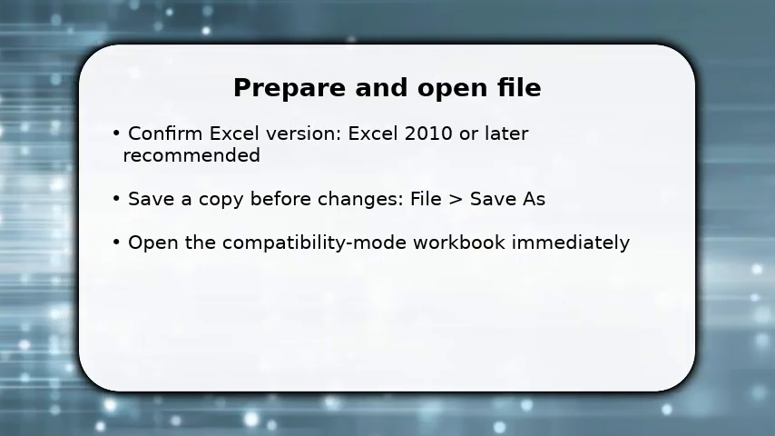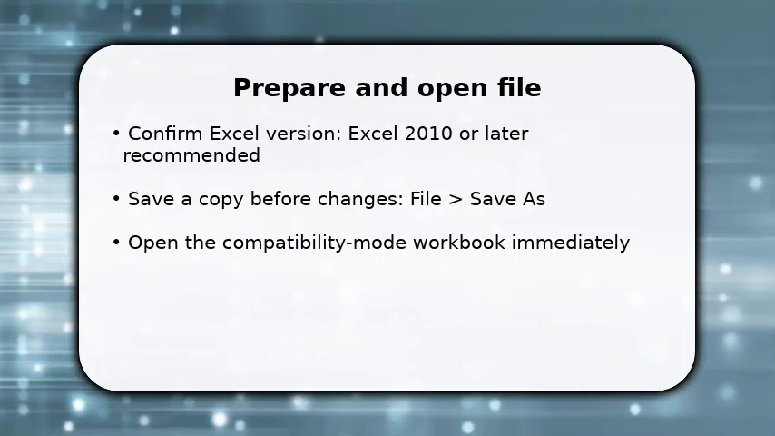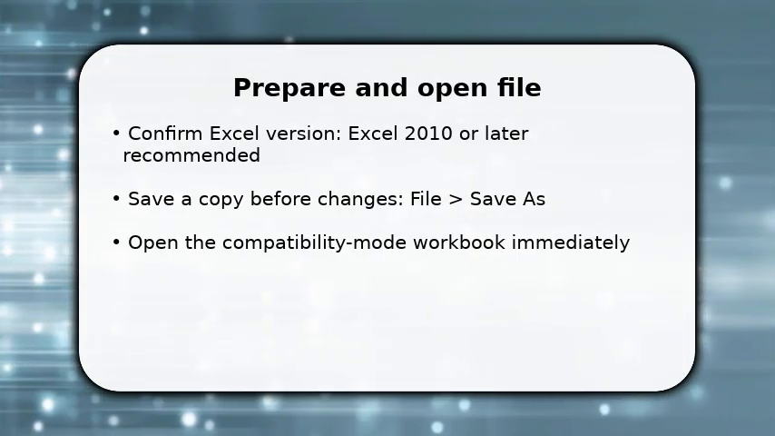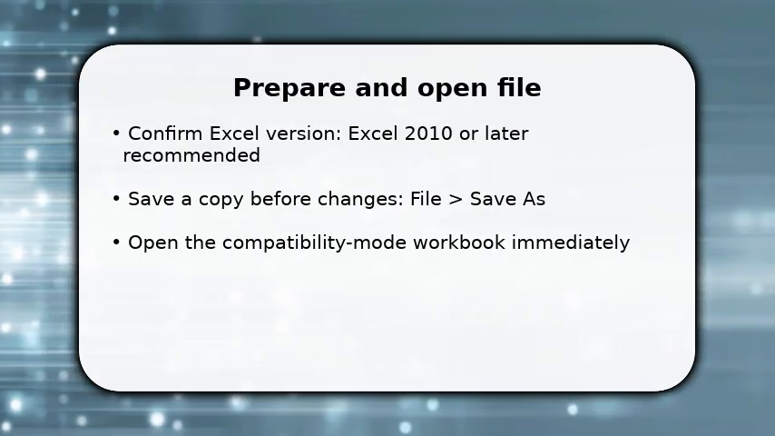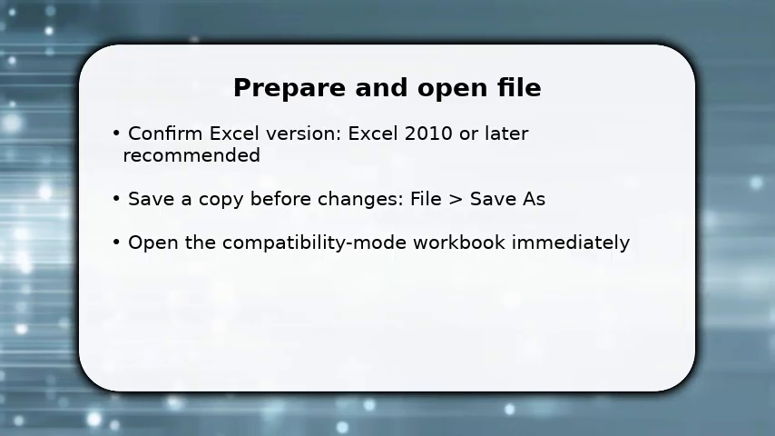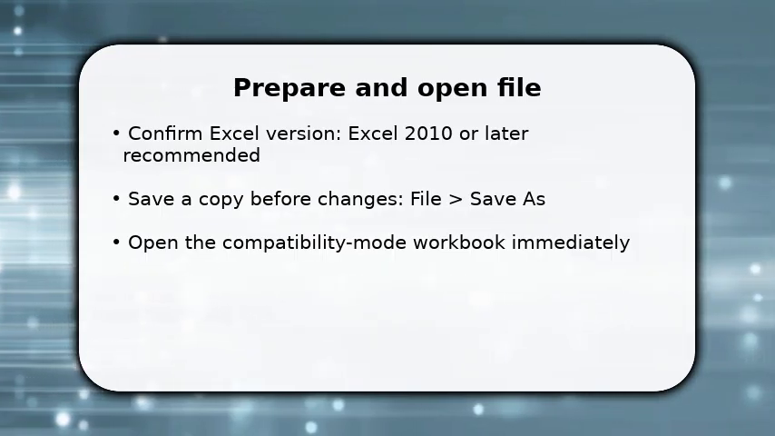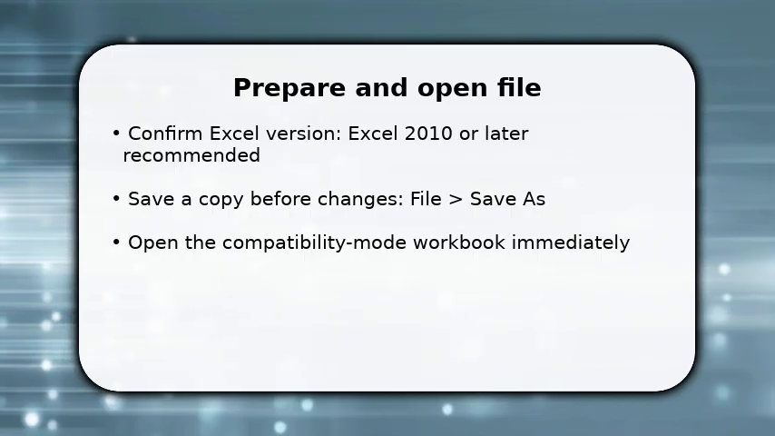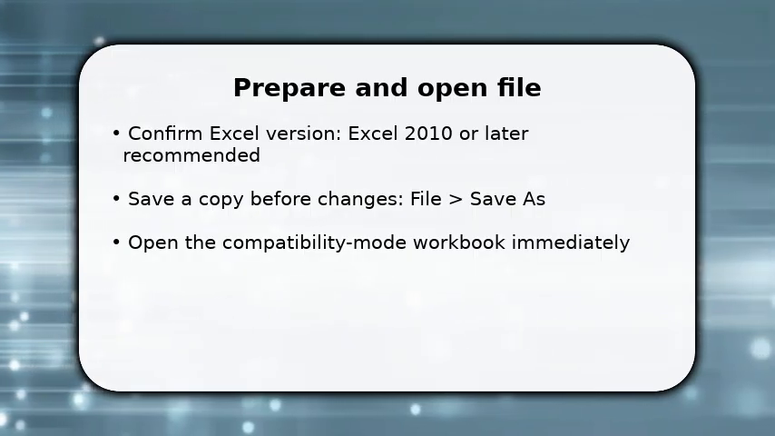You already saved a copy, so open the workbook that shows compatibility mode. First, check the title bar to confirm compatibility status. This tells you the file was created in an older format. Once done, go to File to access Info. Make sure to look for Convert or Compatibility Checker options.